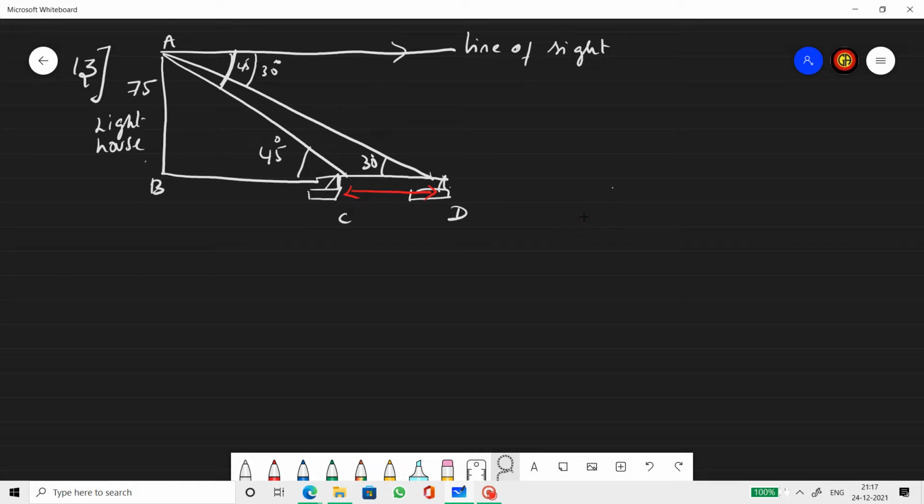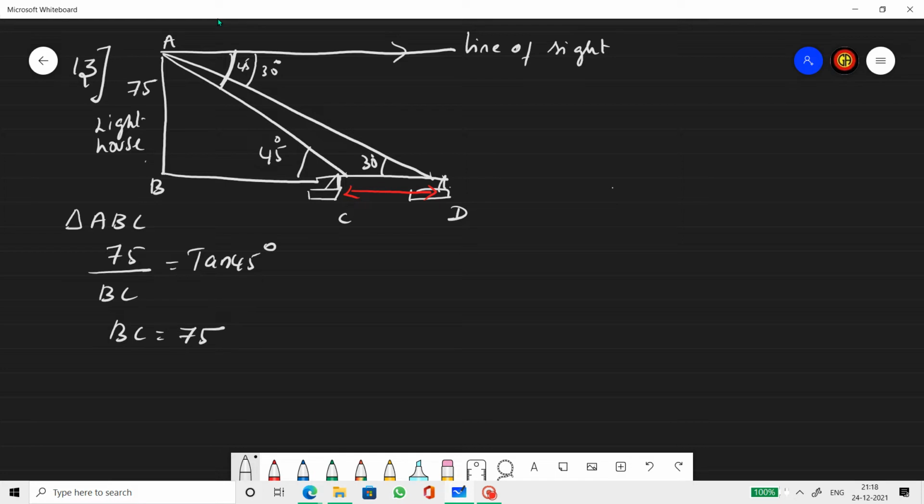Since it's angle of depression, it is important to draw the line of sight. So the initial angle is formed here and then the alternate angle is taken up here. Like that, it's 30 here and the alternate is here. Now the triangle is already named here. So I'm taking triangle ABC, in which 75 by BC is equal to tan 45. Tan 45 is 1, therefore BC is equal to 75.